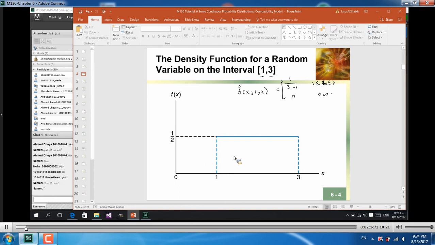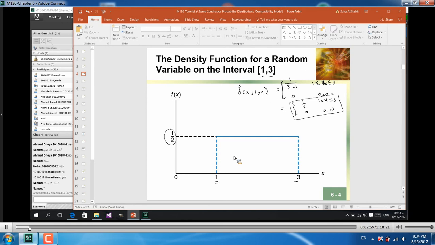It is just 1 over 3 minus 1 from 1 to 3 and 0 otherwise. So the function is 1 over 2 for the x between 1 and 3 and it is 0 otherwise. This is my function and this is the graph of the function here. From 1 to 3 it's defined to be half, as you can see, and otherwise it is 0. So this blue line represents all the distribution that we have. It's this straight line. From 1 to 3 it is half and it is 0 for all other areas.